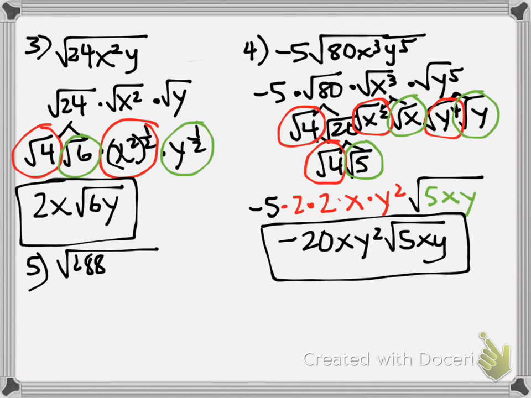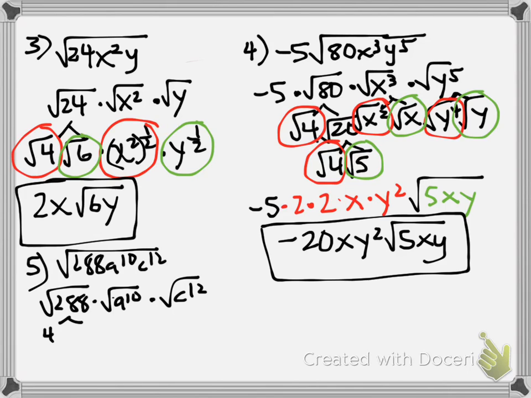Square root of 288, a to the 10th, c to the 12th. So that's going to break into the square root of 288. Is that a perfect square? No, it's not. Square root of a to the 10th times square root of c to the 12th. Okay, what could I do about 288? How could I explore this? Does it have a perfect square factor inside of it? Yeah, what does it have? 4 goes in, and it goes in 72 times.